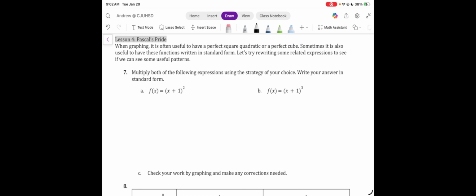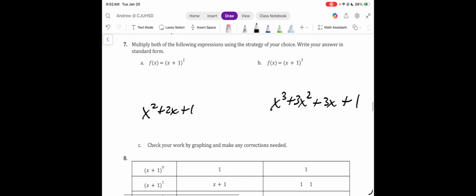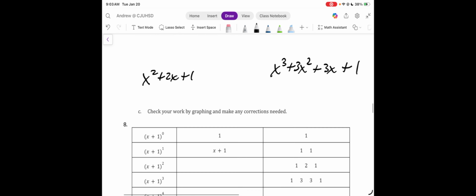So it says to go ahead and multiply both of the following expressions using the strategy of your choice. So I'm not going to pick one strategy over the other on this. I just want to get you going with the answers. You pick the strategy. This will be x squared plus 2x plus 1. And this other one will be x cubed plus 3x squared plus 3x plus 1. Check your work by graphing, etc., etc.